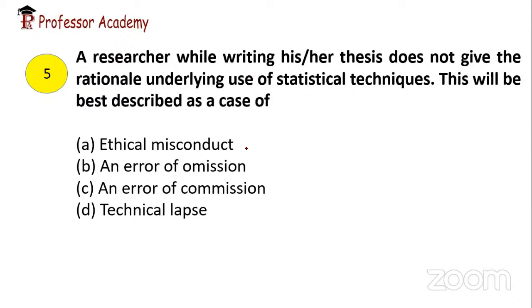Ethical misconduct, we have already seen in the classes regarding research ethics. Whenever you breach confidentiality or violate how the data is being collected, when you reveal the participants, all will lead to ethical misconduct, or when you are not reporting the right information regarding the right facts and figures. All this will be a part of ethical misconduct, which we have seen in detail in the research ethics class. Now let's see what error of omission, error of commission, and technical lapse mean.